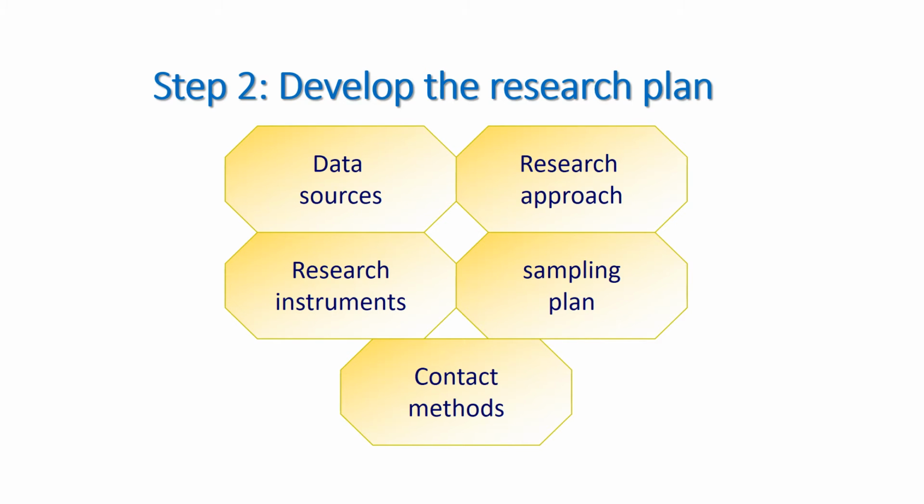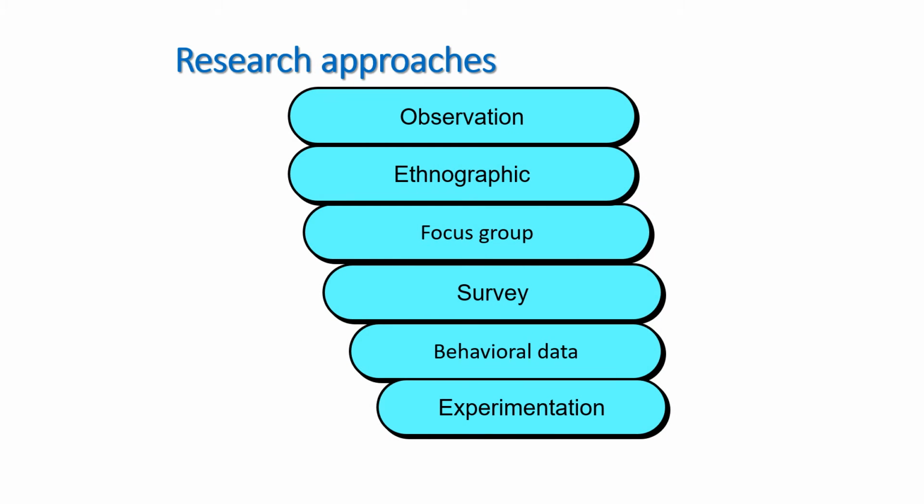Step 2 is to develop the research plan, which means looking at data sources, the research approach, taking into consideration the research instruments, sampling plan, and contact methods. There are different research approaches, including observation, ethnographic, focus groups, surveys with different types of questionnaires, which we're going to cover later, behavioral data and experimentation. These approaches will differ depending on whether it's primary research or secondary research.